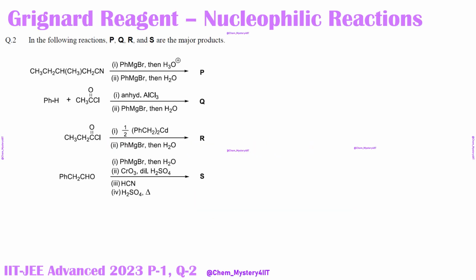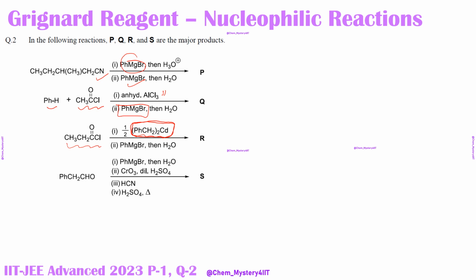In question number 2, we have got 4 reaction sequences. P, Q, R, S, these products were formed when Grignard reagents were reacted with some cyanide, and then the product formed again reacted with the Grignard reagent. That was the first sequence. Benzene was reacted with acetyl chloride in the second reaction sequence in presence of AlCl3, and then again a Grignard reagent was used. In the third reaction sequence, some acid chloride was reacted with a dialkyl cadmium. This is kind of a distant cousin of the Grignard reagent, a little bit different in reactivity.